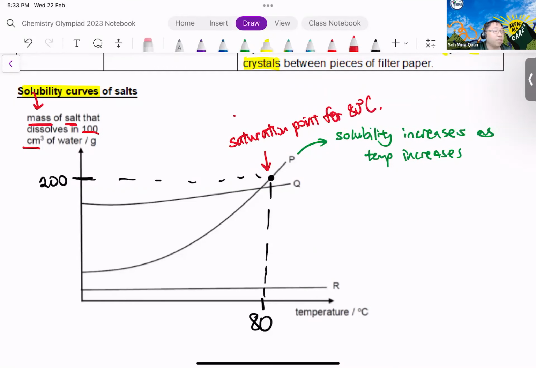So what does saturated mean? It means you have the maximum mass of salt dissolved. Saturation means it cannot dissolve any more salt. It's already reached the maximum. It can't dissolve more than 200 grams already. So when it's saturated, it means it has hit the maximum mass of salt. That's called saturation point, or saturated. Okay? So this is crystallization, right?